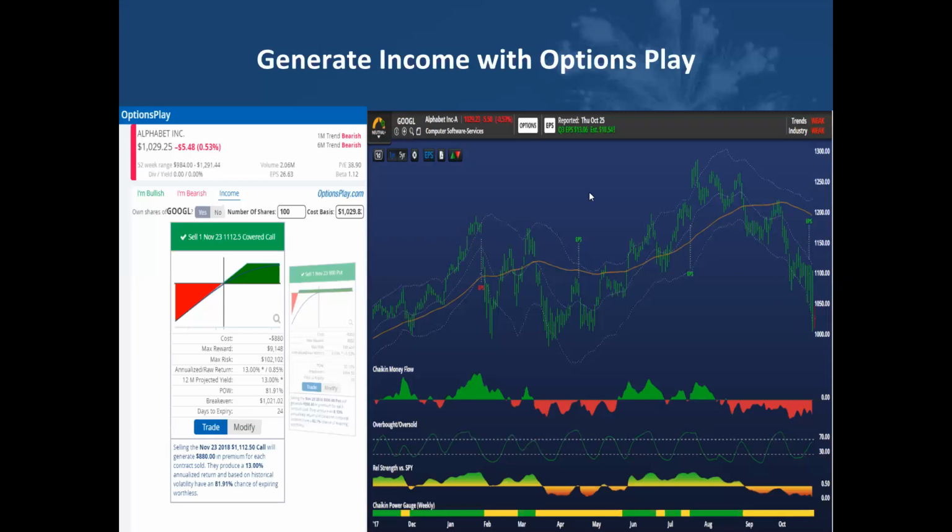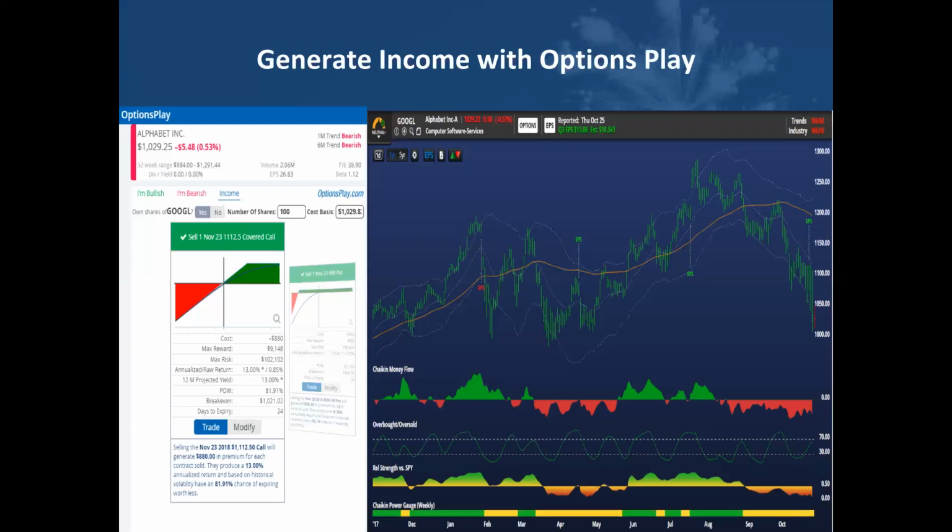But you may not want to sell your Google, but you may want to protect yourself and generate some income in the meantime. So using our options play in Chaikin Analytics, you can uncover a covered call strategy that tells you how to set up a trade to sell call options against your Google position to generate some income, as well as protect yourself in the event that Google does trend lower.